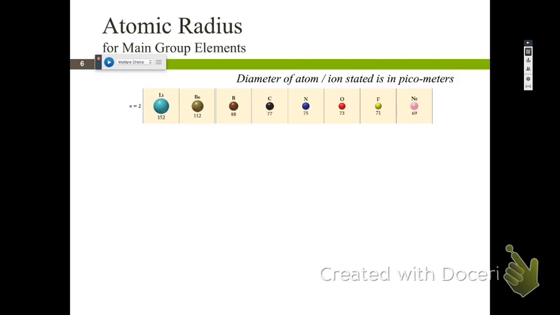Because one of the most common arguments is we're adding electrons. It's going to get bigger. We're adding electrons and it doesn't get bigger. So talk to your neighbor and try to figure out why that is.